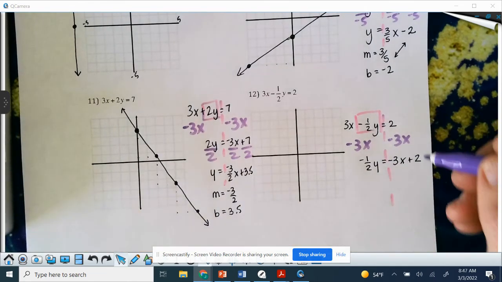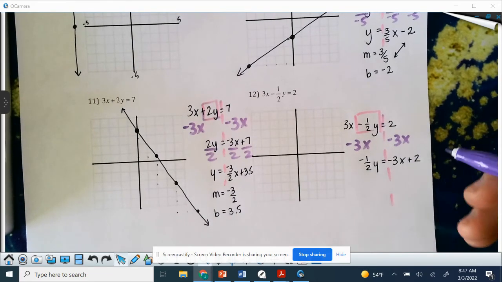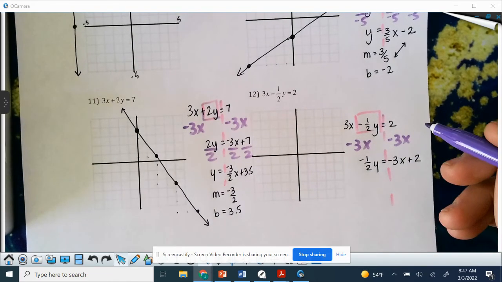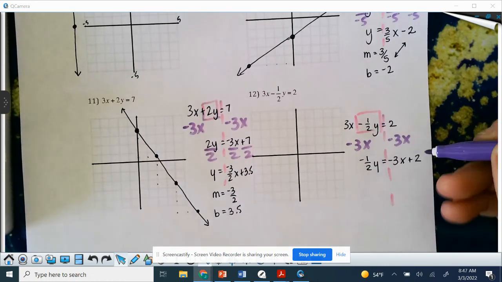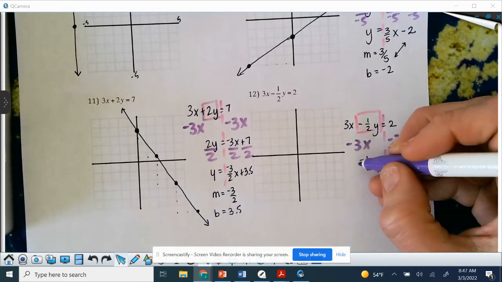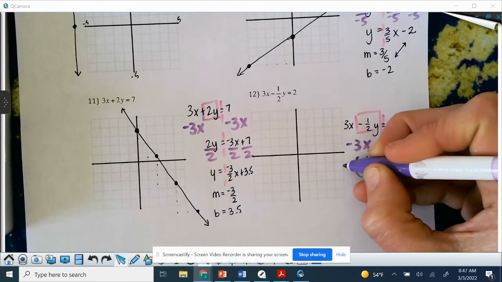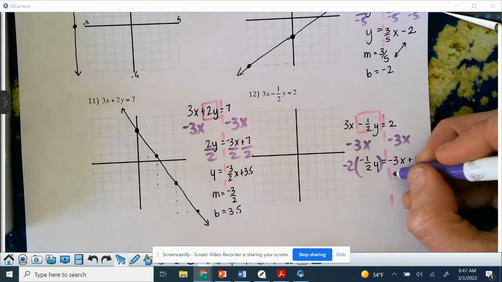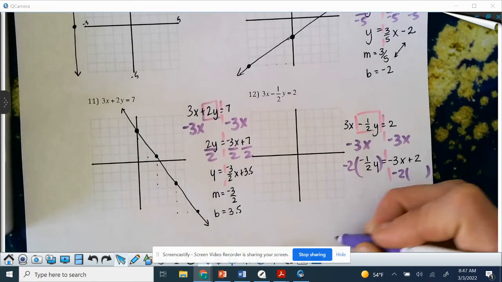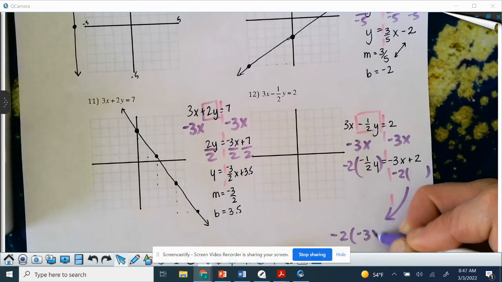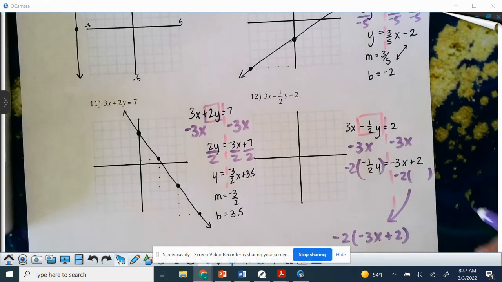Now, negative 1/2 is division by 2 and a negative, so the opposite would be multiplying. So if I multiply this side by a negative 2, and I multiply this side by a negative 2, and I'm going to move it down where we have more space. So negative 2 times the negative 3x plus 2. Then we will have y by itself.